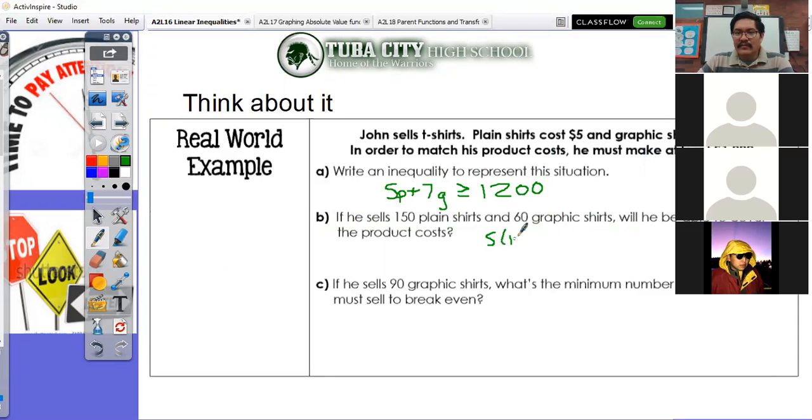So 5 times 150, because that's how many he sold. And 7 times 60, because he sold 60 of these shirts. And we got to ask ourselves, is this going to be greater than 1,200? All right, so 5 times 150 will be 750, plus 6 times 7 is 42, so I'm guessing that's going to be 420, which it is.